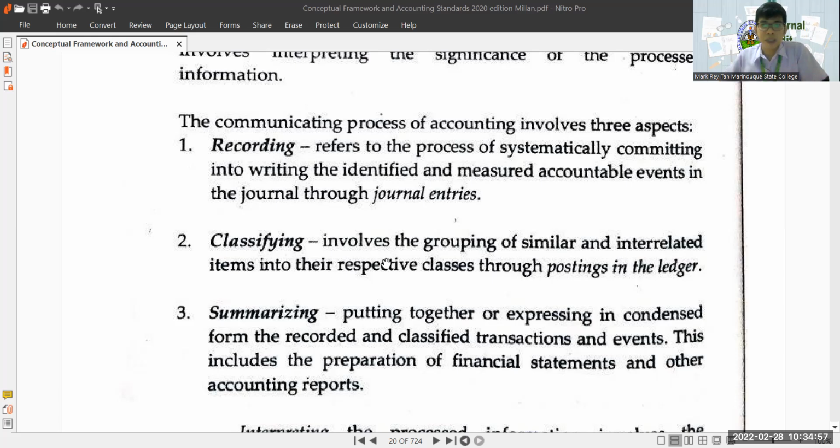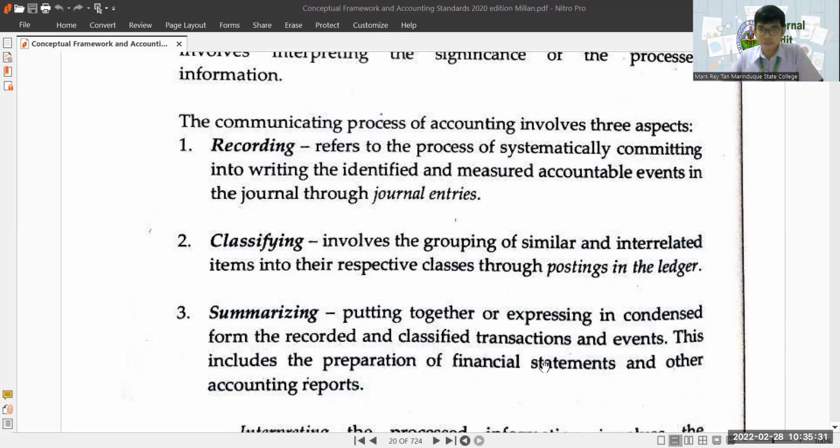And we have classifying. After you record all the transactions, what do you do next? You get the total amounts of the specific account titles. For example, you have recorded a one-month transaction. Now you classify how much is the cash for that month, how much is accounts receivable, how much is accounts payable, until you get them all.